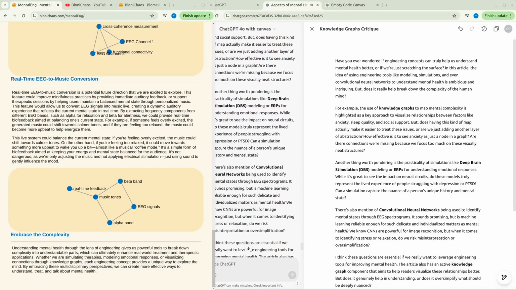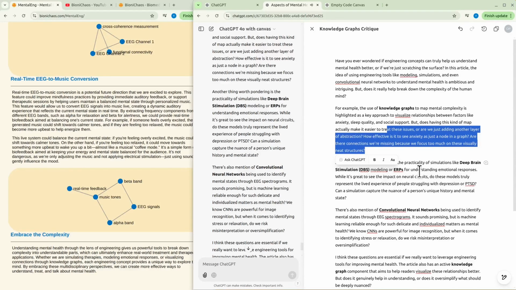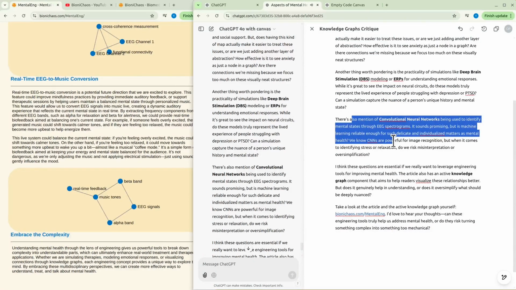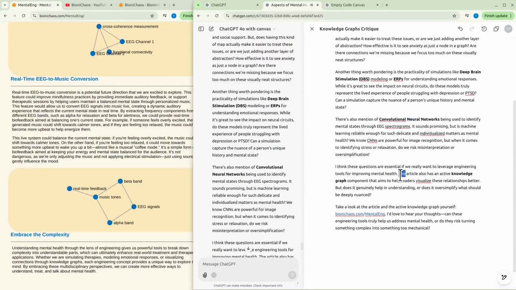There's also mention of convolutional neural networks being used to identify mental states through EEG spectrograms. It sounds promising, but is machine learning reliable enough for such delicate and individualized matters as mental health? We know CNNs are powerful for image recognition, but when it comes to identifying stress or relaxation, do we risk misinterpretation or oversimplification? I think these questions are essential if we really want to leverage engineering tools for improving mental health.